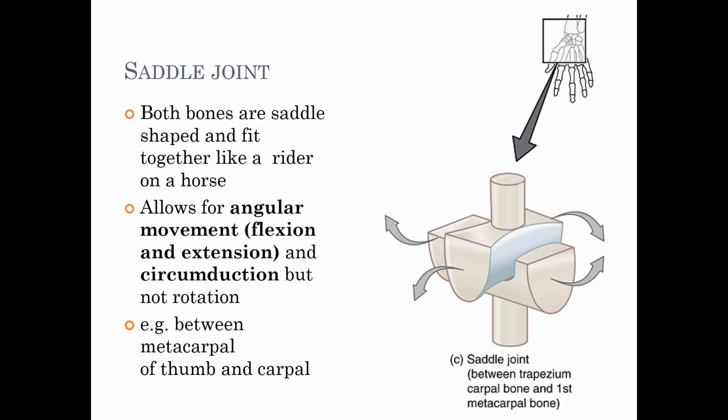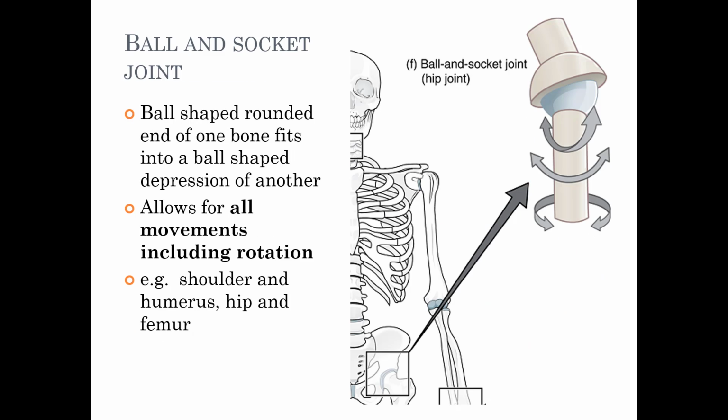So we also do have saddle joints. So this is another one. Saddle joints are found at the thumb, between the metacarpal of the thumb and the carpal, and it is a saddle type shape. So both of the bones are saddle shaped and fit together like this, like a rider on a horse, and it allows for angular movement and circumduction. But we cannot rotate our thumb, right? We can move our thumb in an angular way and we can circumduct our thumb, but we can't rotate our thumb. And that's because of the saddle joint there.